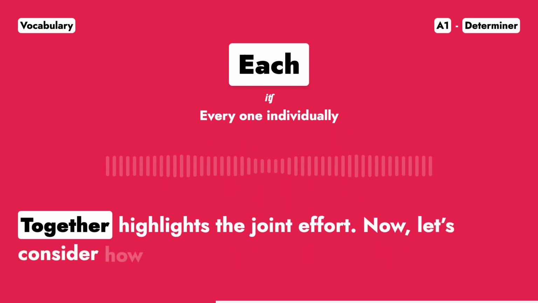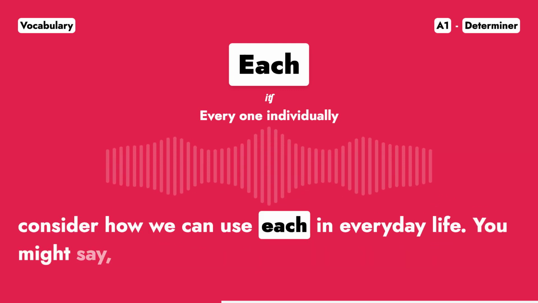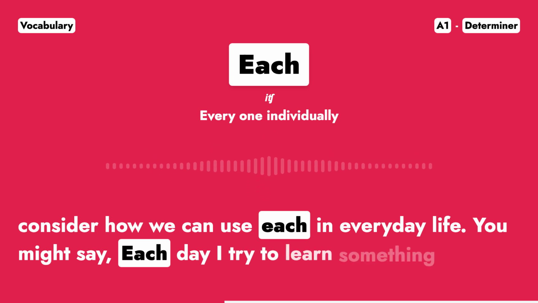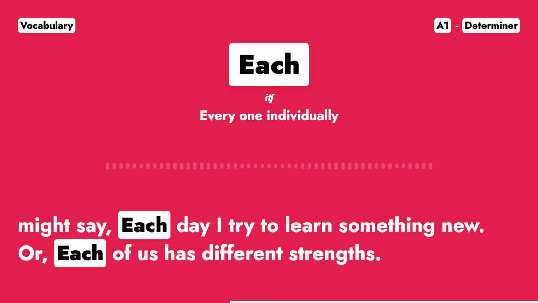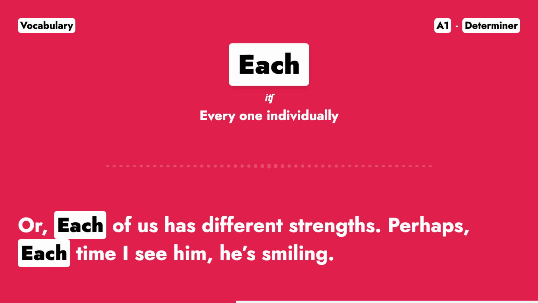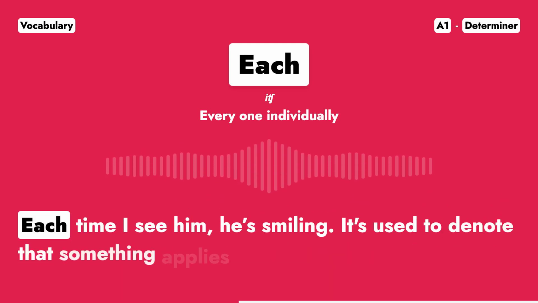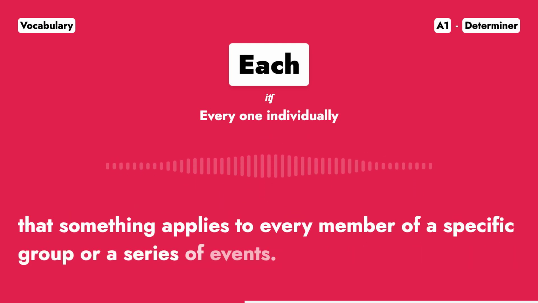Now, let's consider how we can use each in everyday life. You might say, each day I try to learn something new. Or, each of us has different strengths. Perhaps, each time I see him, he's smiling. It's used to denote that something applies to every member of a specific group or a series of events.